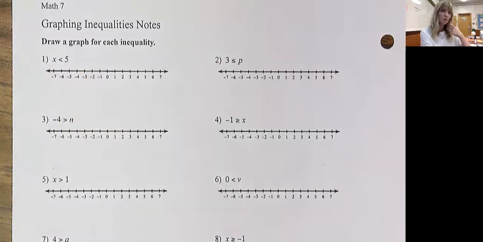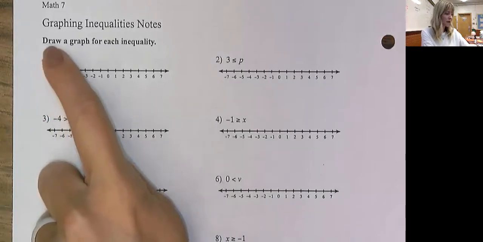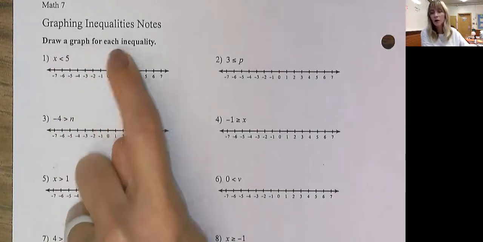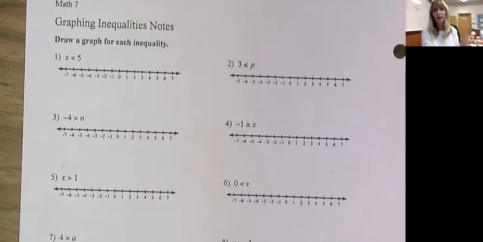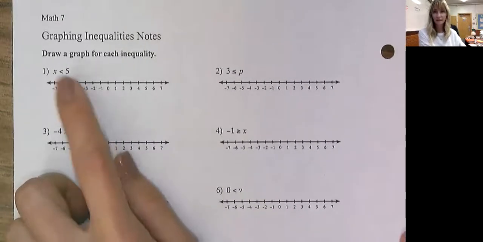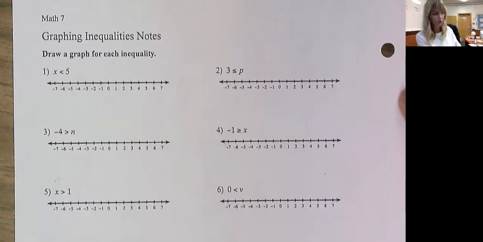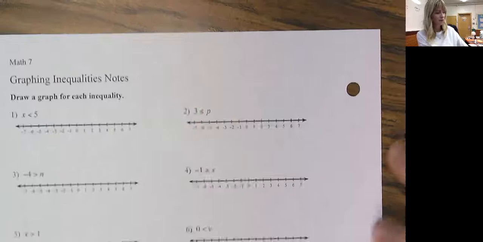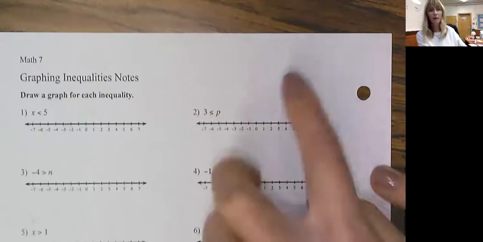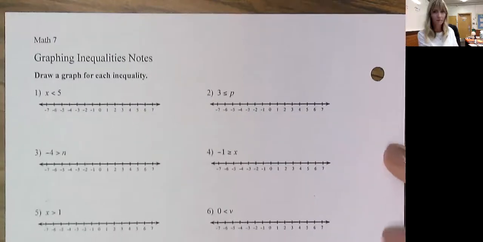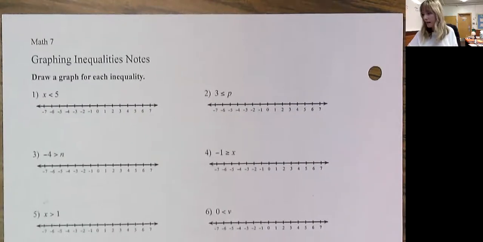What I'm supposed to do is I'm supposed to draw a graph for each inequality. That means I'm supposed to show a visual representation for what it means if x is less than 5. Okay, before we're ready to actually draw that, I'm going to come up here to this blank space at the top of my screen, at the top of my paper here. This is a piece of paper. And I'm going to take my pen and I'm going to give myself a few notes here.